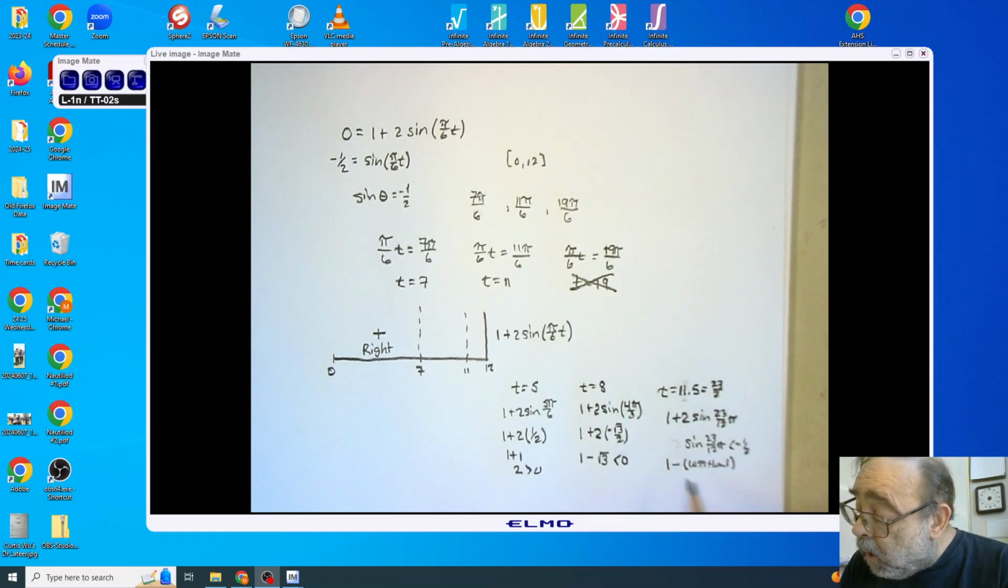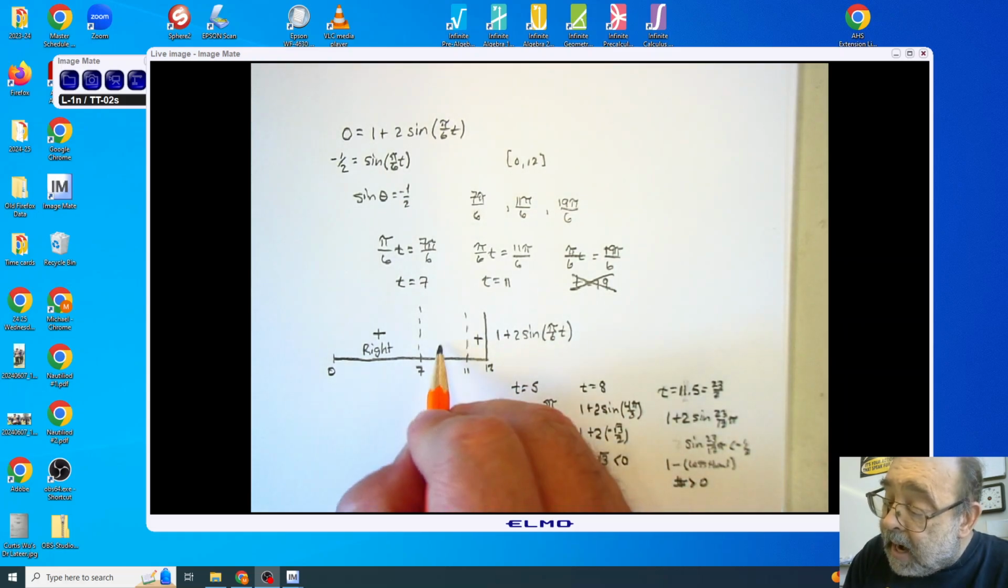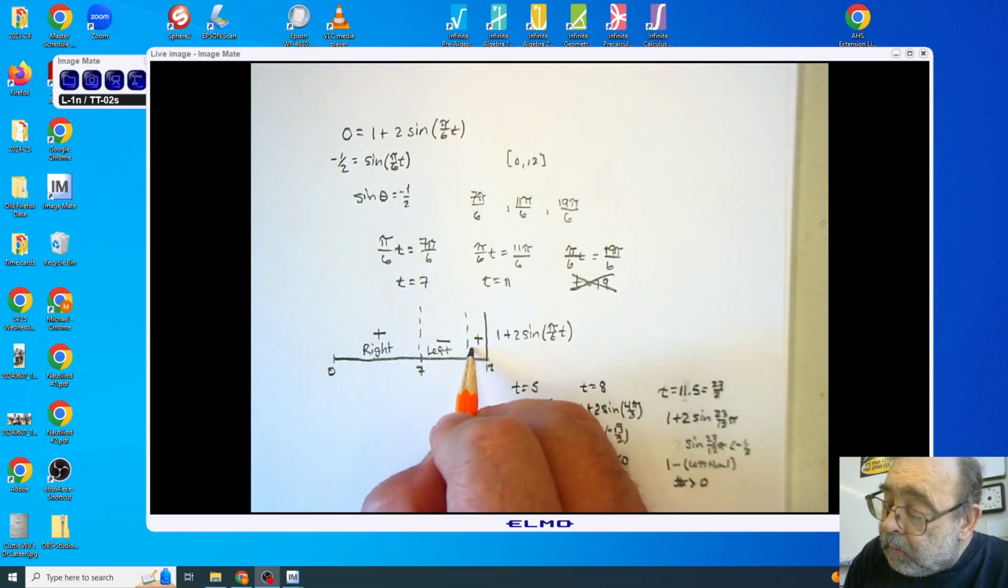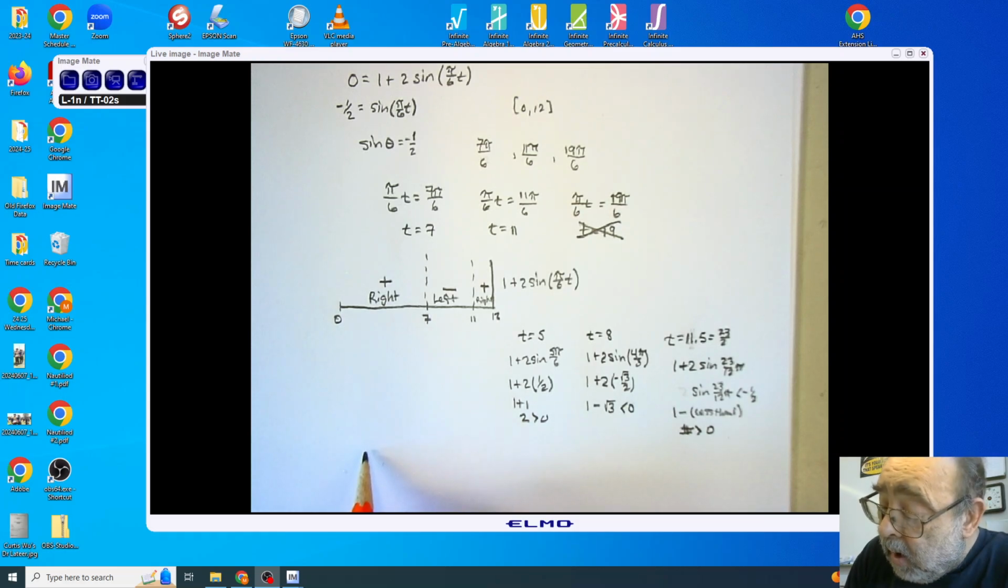And if it's less than 1, I end up getting a positive value. So this answer that I have right here is greater than 1 and will make a positive. This one being a negative, we're looking at left and right. I can now answer the question, and I can say that the particle is moving right.